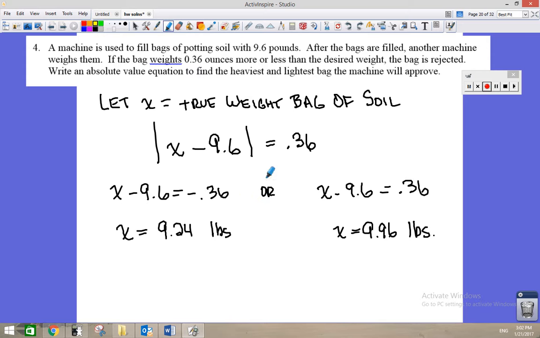So we're saying that if it's 9.24, even though it might upset a customer because you're truly getting a little bit less than what you paid for, it's not enough that they're going to stop buying our product because they realize, hey, you can't be NASA accurate, like with the space shuttle or something. Or if it's a little bit extra, then they're definitely not going to complain. They got a little bit more than what they paid for. So there's my answer for number 4.